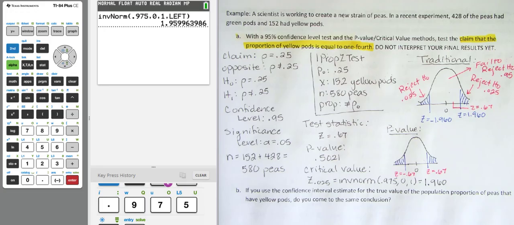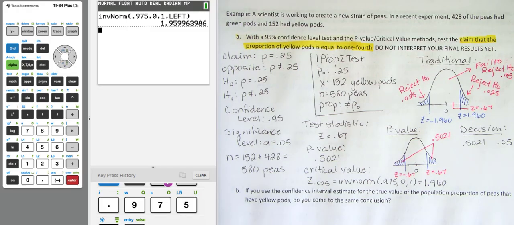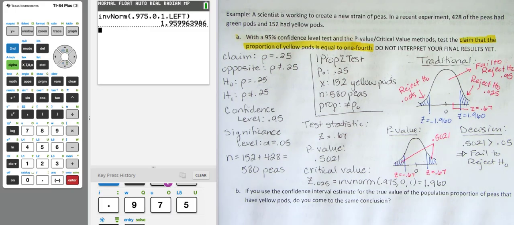Remember that the boundaries here are the test statistic and its opposite. And the total area covered is the total p-value found of 0.5021. Comparing our p-value to our significance level, we see that we're going to fail to reject the null hypothesis.